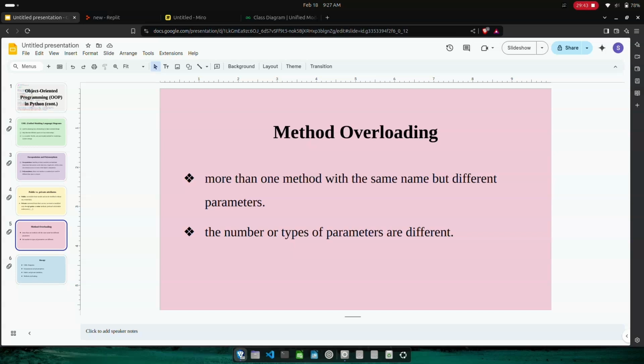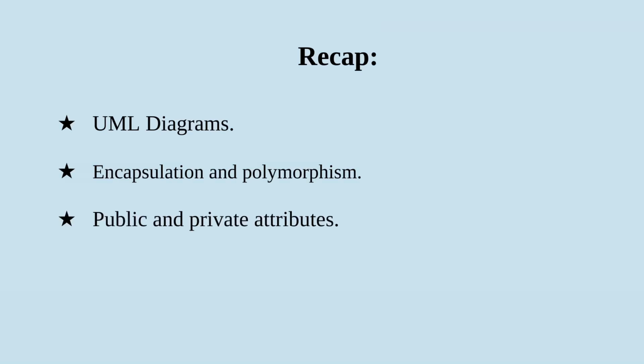Alright, so now we have come to the end of this video and it's time for a quick recap. We started off with UML diagrams, then we learned about encapsulation and polymorphism. Then we had public and private attributes, and finally method overloading. So we have ended the 5th module.